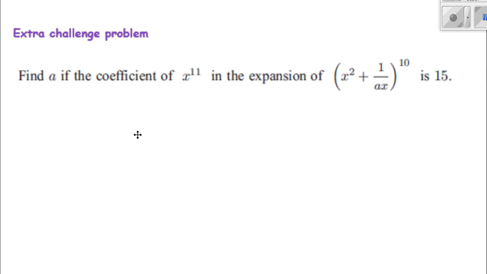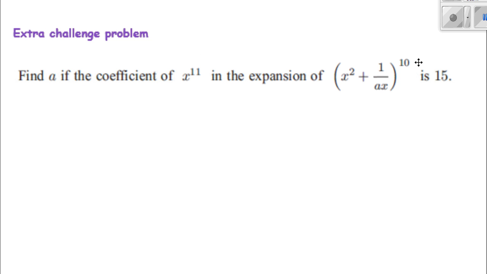If you're not sure what page it is, it's page 21. The pages after that are just summary reflections if you wanted to do anything. Find a if the coefficient of x to the 11 in the expansion of this expression is 15.